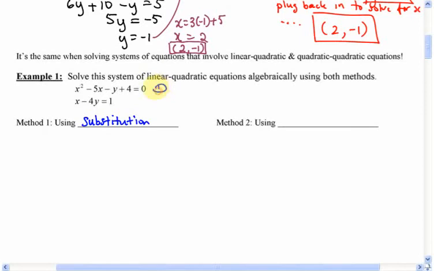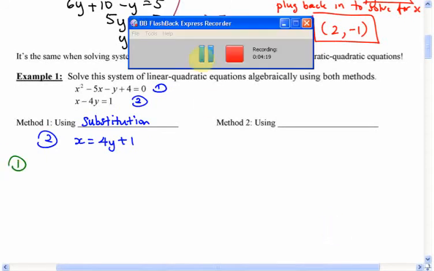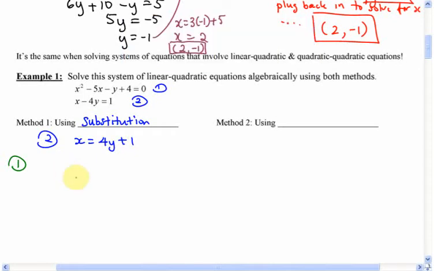Any suggestions on which one to use? Some of you are saying solve for x for number 2. Okay, I will do that. And then now substitute this back into number 1. Okay, so let's keep going. We'll substitute and solve. So wherever you see x in number 1, replace it with 4y plus 1.